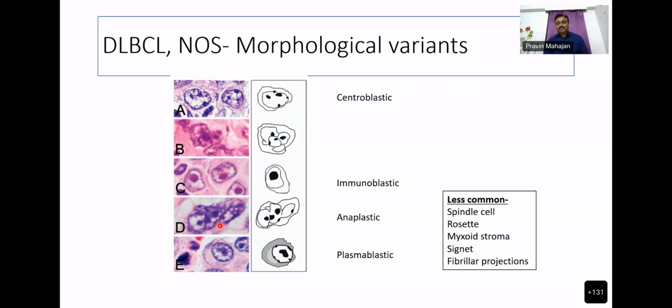Less common morphologies which have been described in DLBCL are spindle cell, rosette, myxoid stroma, signet ring, or fibrillary projection. But remember that whenever you have such rare and less common morphology, they will never have a pure morphology of spindle cell, or pure myxoid stroma, or signet ring morphology. Somewhere this tumor will always have a typical morphology of large B-cell lymphoma.